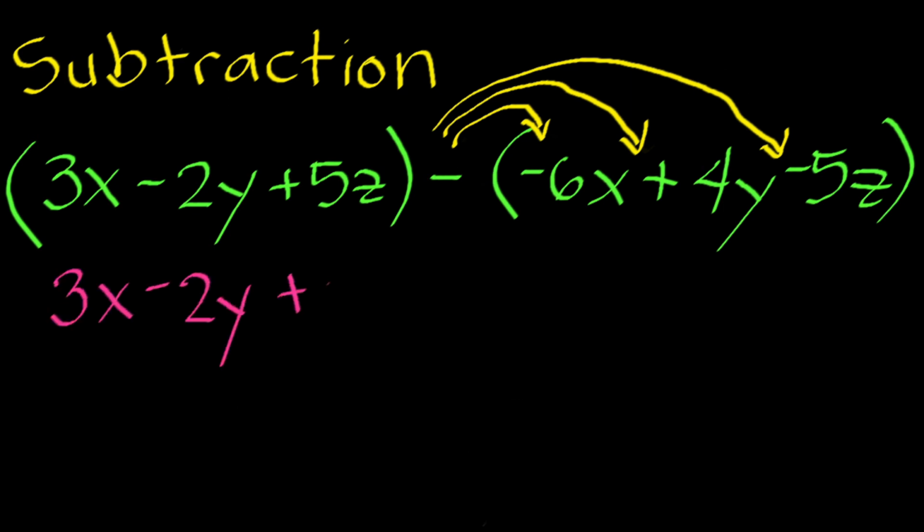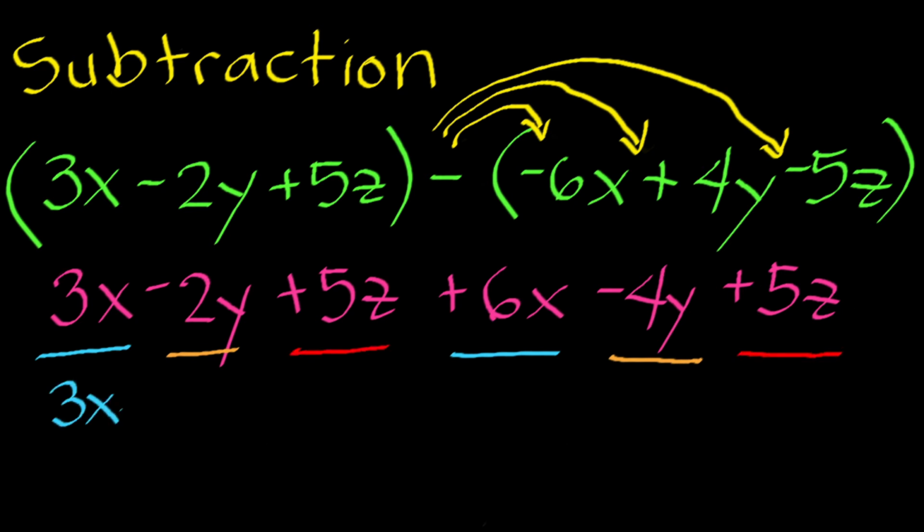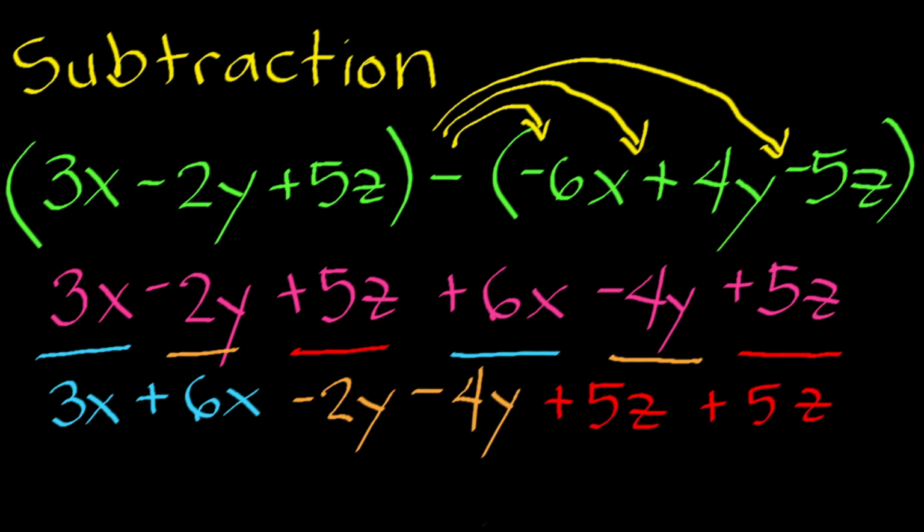Alright, so we have 3x minus 2y plus 5z plus 6x minus 4y plus 5z. Tulad ng ginawa natin sa addition, i-identify natin ang mga like terms. So, gawin natin kulay blue ulit yung underline ng mga terms na may variable na x. And then orange naman para sa mga terms na merong y. At red naman para sa mga terms na may z.